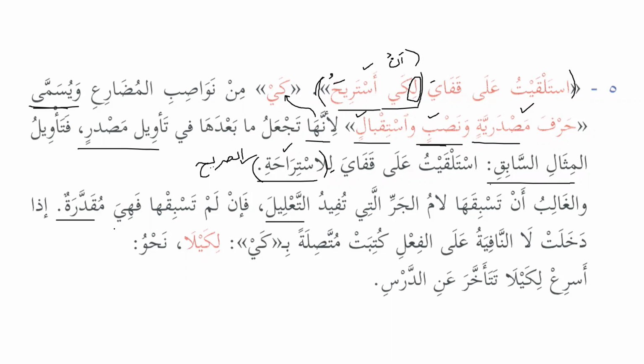Okay. So in very easy words, we will say that kay is used to make the mudari mansub. Sometimes it is used by itself, and sometimes we have li before it and becomes likay. And if you want to make negative, then we have to add la to that as well, and it becomes likay la. That's the whole thing that we are discussing over here. Idha dakhalat la an-nafiya ala al-fi'l kutibat muttasila bi-kay la. And if la nafia enters to that, then it is written, we will combine it.